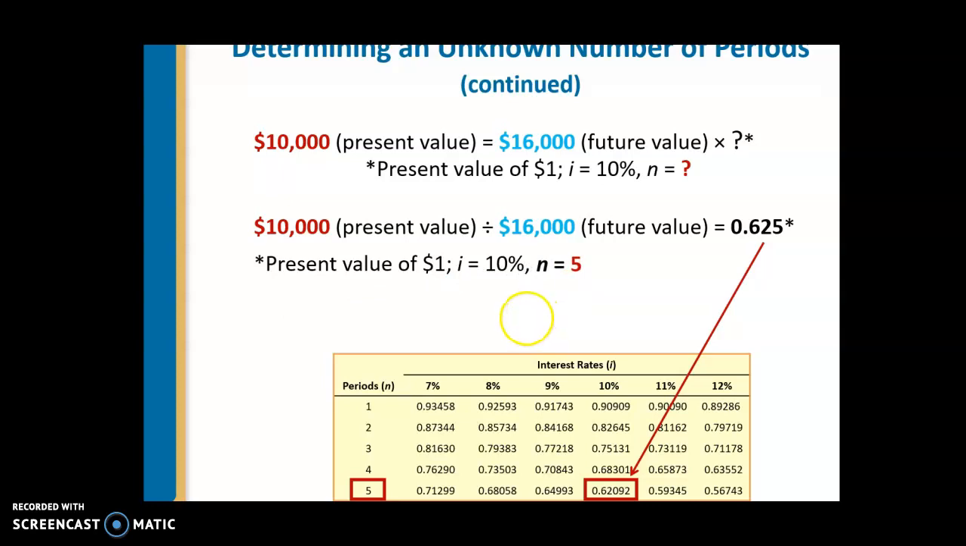Accountants use present value calculations a lot. Pages 246 and 247 give you some idea of the types of present value calculations we will be doing in future chapters of this textbook.